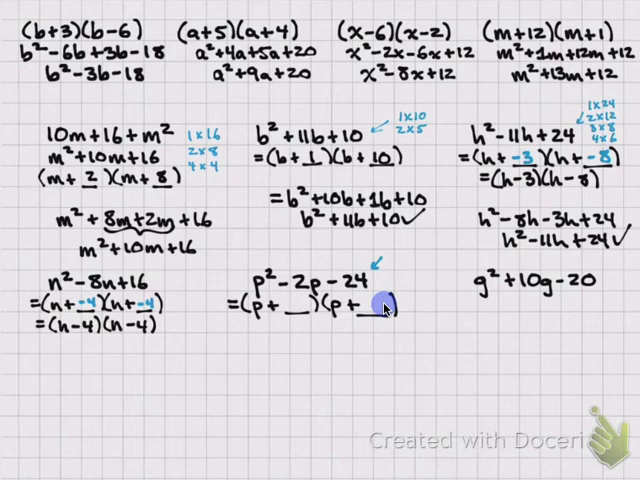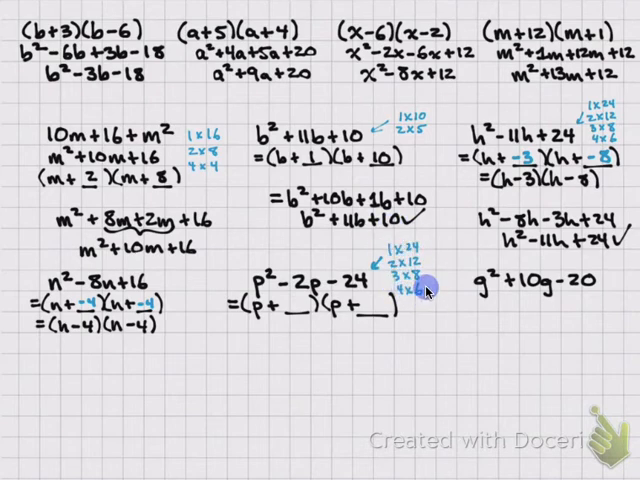So 24, the numbers that multiply to give that are 1 times 24, 2 times 12, 3 times 8, and 4 times 6. Now, we know that one of these is going to have to be positive and one of them is going to have to be negative. And when we add them together, we've got to get negative 2.